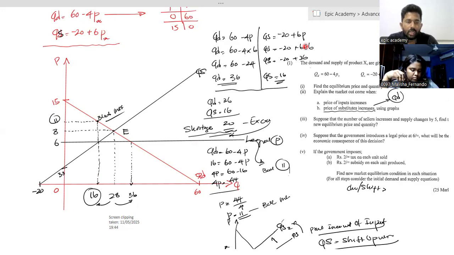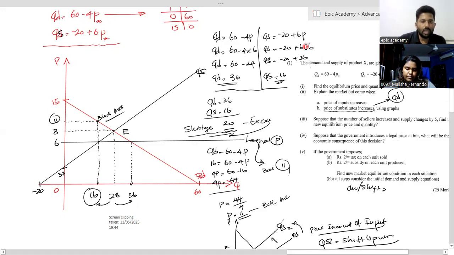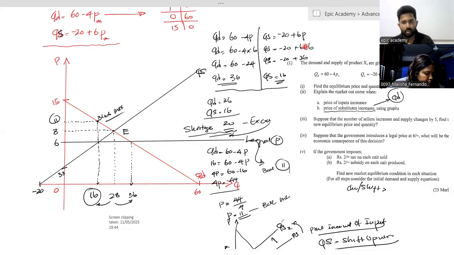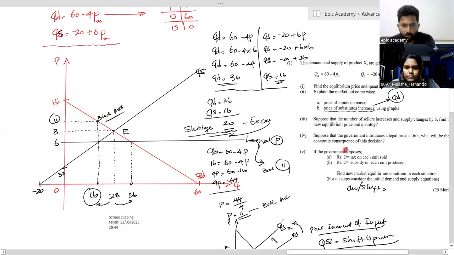Right. Those are the economic consequences you can identify after the government enforces a legal price. Okay. Now let's move to the next question. Question number 5, isn't it?